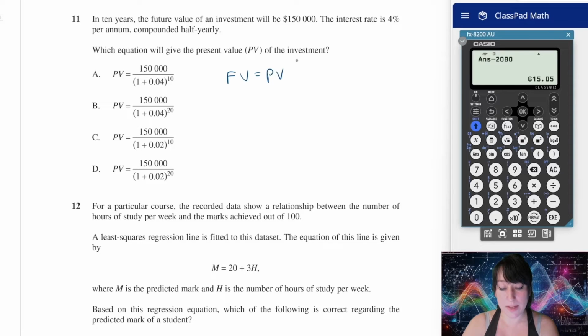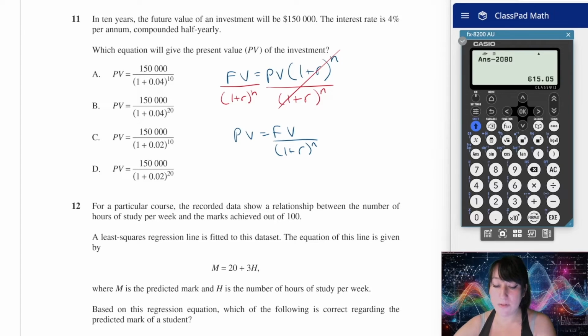FV equals PV, bracket, 1 plus R, close bracket, to the power of N. Now, if we change the subject of this formula to PV, we divide by the brackets because PV is multiplied by 1 plus R to the N. So PV is FV over 1 plus R to the N. Now we need to get the information for the numerals on the right-hand side here. So we've seen in the question that in 10 years, the future value is 150,000. So 150,000 is FV.